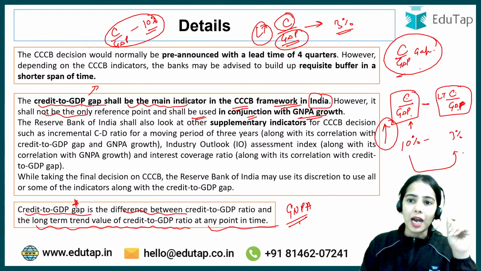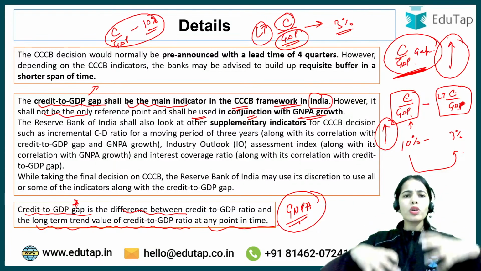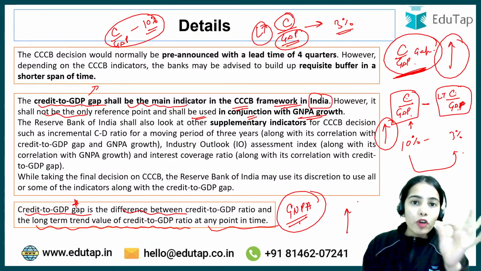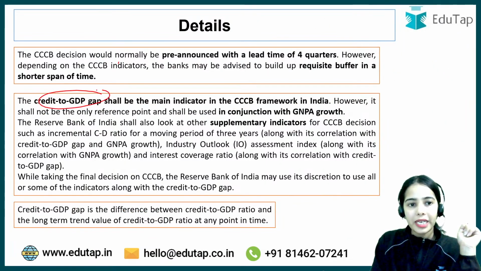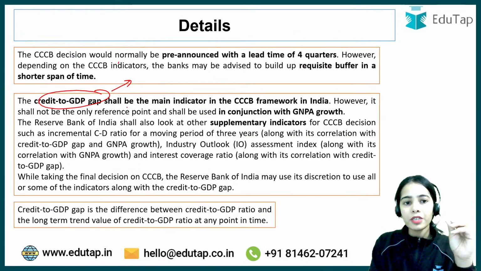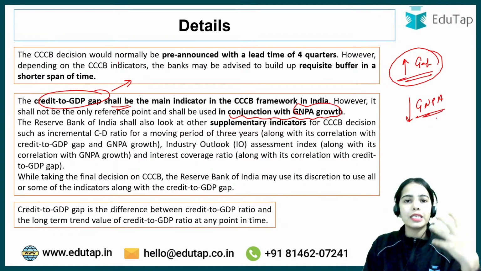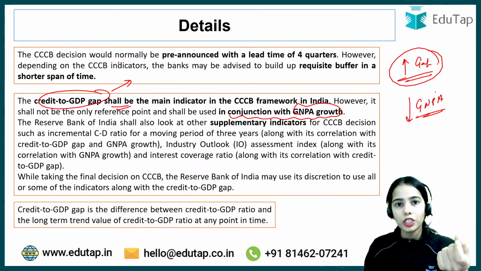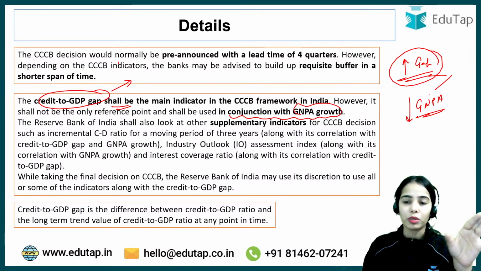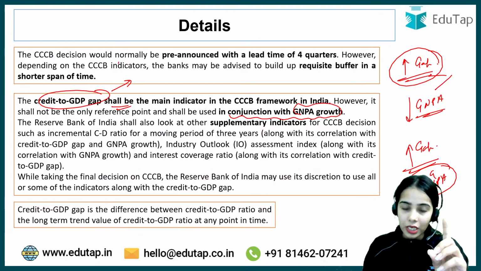That's why the credit to GDP gap is seen together with the GNPA, the gross non-performing assets. Let's say the credit to GDP gap is increasing, more and more credit is given, and with that non-performing assets are also increasing. Then this is a problem. That's why whenever we see the credit to GDP gap, we see it in conjunction with the GNPA growth. If the gap is increasing but the GNPA is low, that means there are very few non-performing assets; the majority are returning the loan, so there is no problem. But if the gap is increasing and the non-performing assets are also increasing, that means the excess loans that were given are problematic.